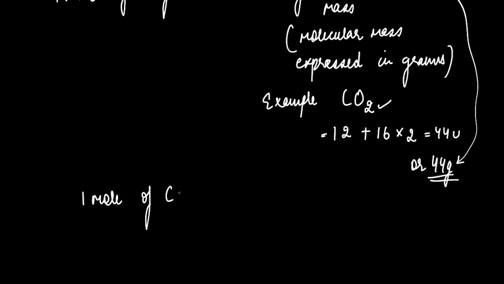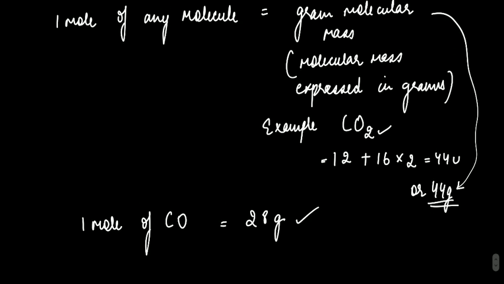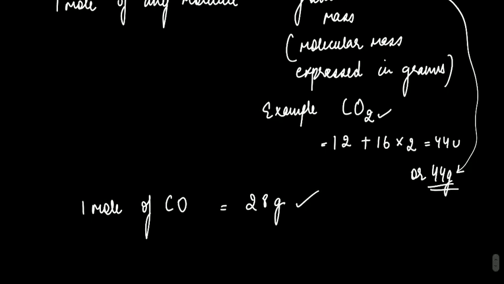Now if we take another example, 1 mole of carbon monoxide. This will be equal to what? Carbon is 12, 12 plus 16, that is going to be 28 grams. So this is not going to change. If we take any other molecule in the lab, 1 mole of any molecule is equal to its gram molecular mass. Now this is standard. 1 mole is staying the same, but the values for different compounds and elements are changing.